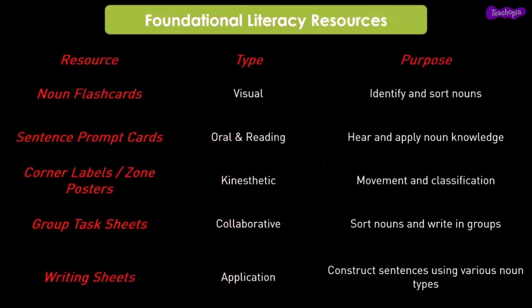The foundational literacy resources are as follows. Noun flashcards, which are visual, are used to identify and sort nouns. Sentence prompt cards, which are the oral and reading type, are helpful to hear and apply noun knowledge. Corner labels or zone posters, the kinesthetic type, help in movement and classification. Group task sheets are a collaborative way to sort nouns and write in groups. Writing sheets, which are application based, help the students to construct sentences using various noun types.